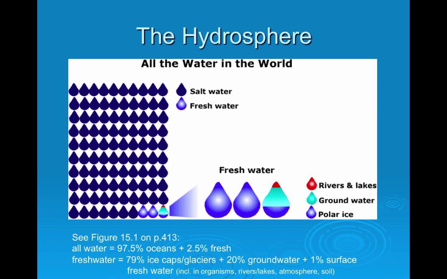So that would be 20% of that 2.5% is groundwater, which is underneath the ground, and then the rest of it is rivers, stuff in the atmosphere, stuff in the soil, and then lakes. So basically, how much of the world's water is both fresh and easily accessible for human use? That would be less than 1% of the water that is on this planet.